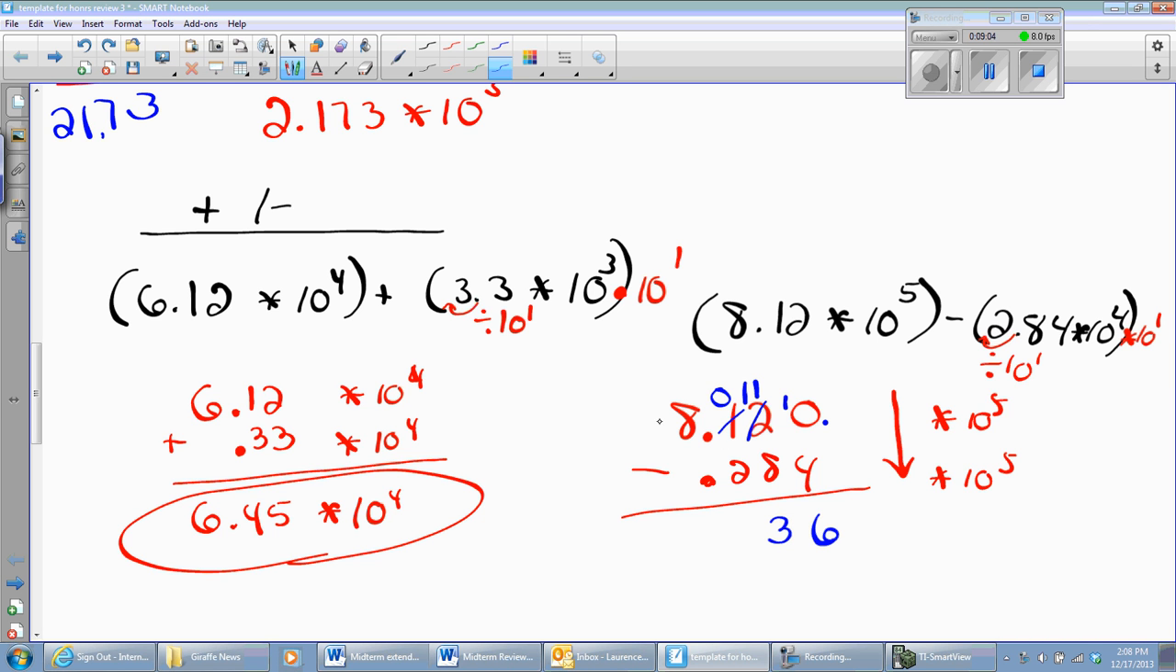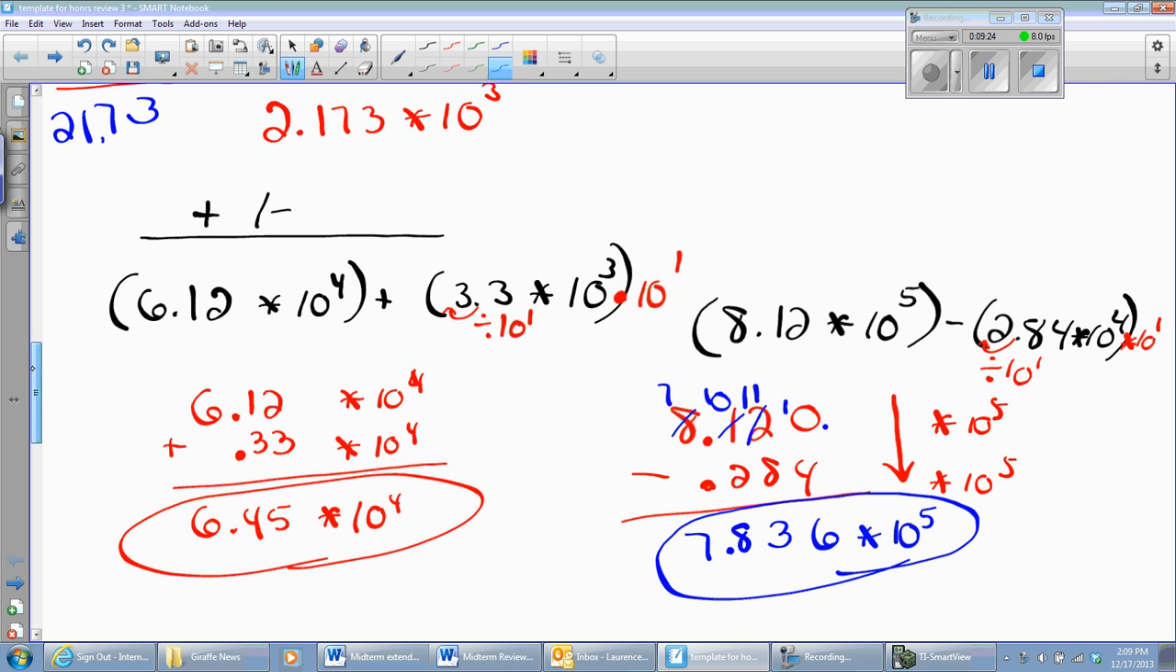All right, here I've got holes. So I'm going to take one of the holes away and put it here. So now I have 10 tenths. Well, 10 tenths minus 2 tenths is 8 tenths. And my subtraction is that. So that'll be times 10 to the fifth. And there we go. All right, moving right along.